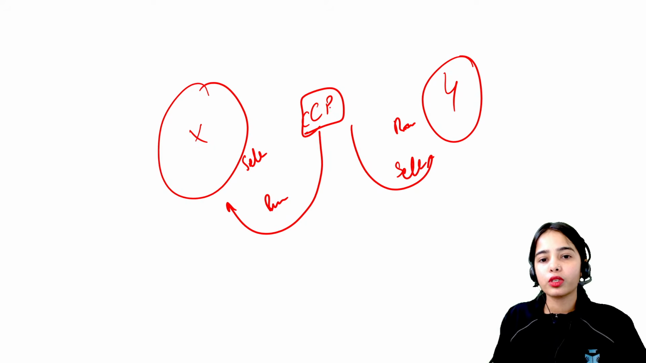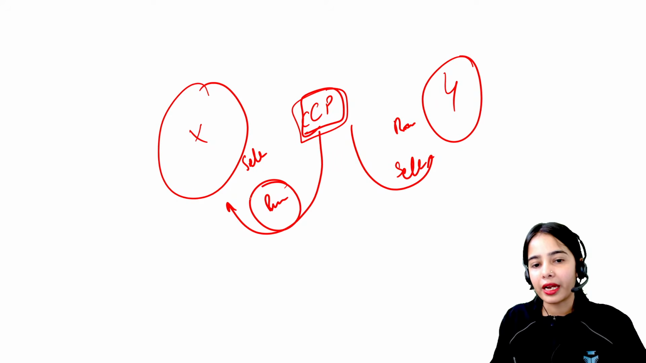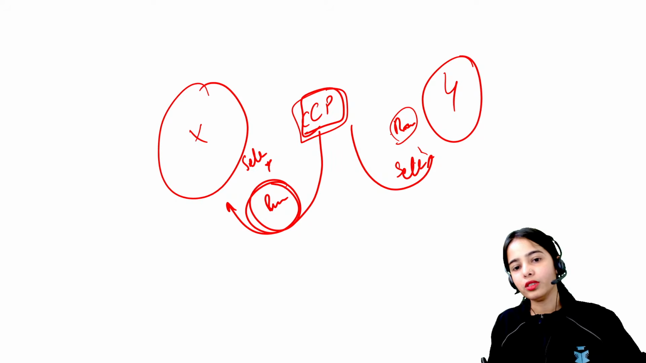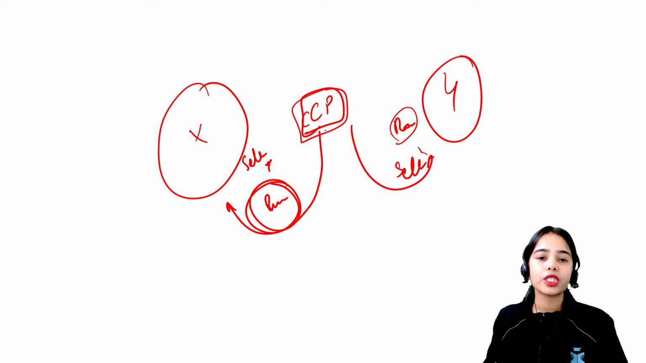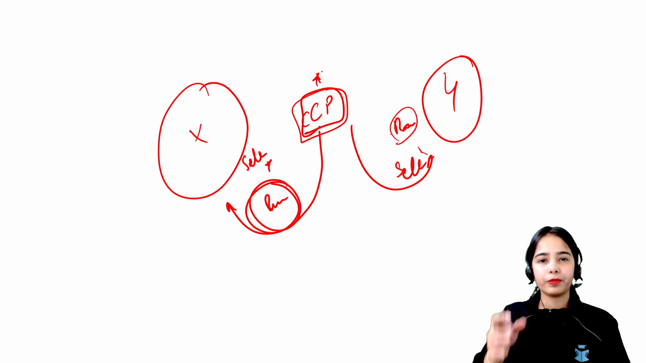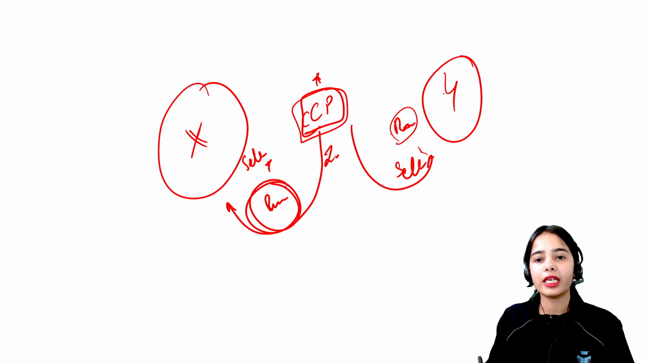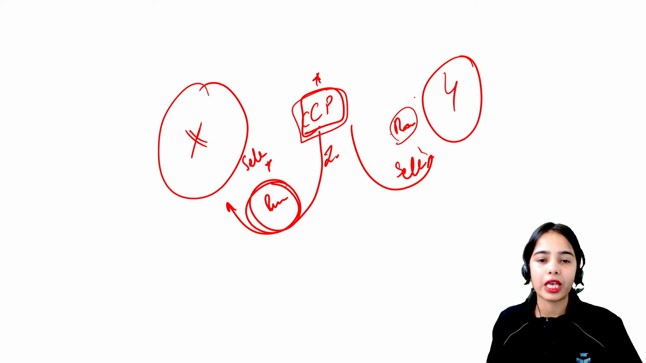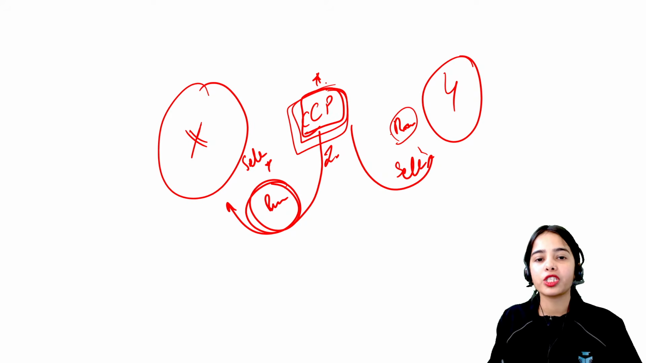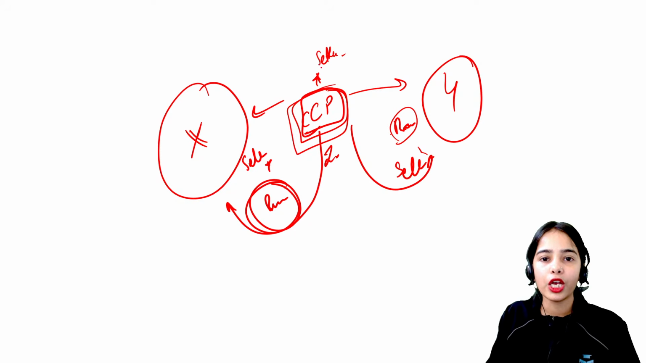Okay, so the central counterparty acts as a buyer to the seller and a seller to the buyer. It is the intermediary that comes between the X and Y clients, between two clients. The central counterparty has the responsibility to clear and settle the trade, or to complete the trade, and then the clearing and the settlement happens through the clearing member.